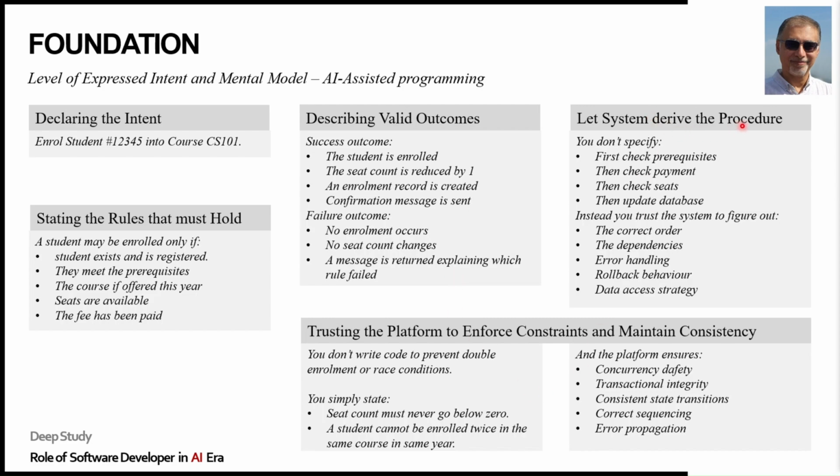Let the system derive the procedure. You don't specify: first check for prerequisites, then check for payment, then check seats, and then update the database. Instead, you trust the system to figure out the correct order, the dependencies, error handling, rollback behavior, data access strategy, and so on. The system decides on how based on your what.